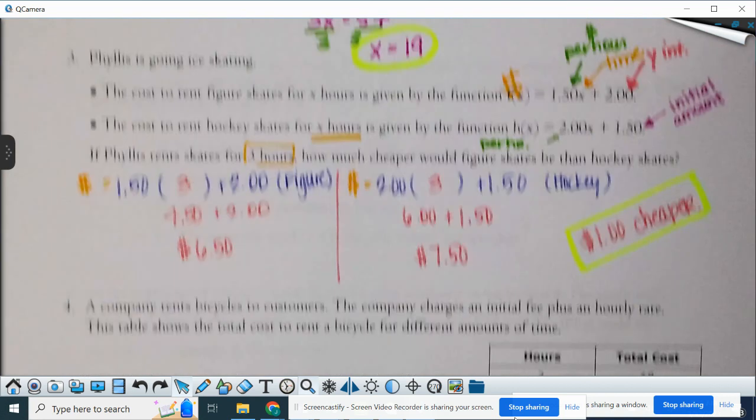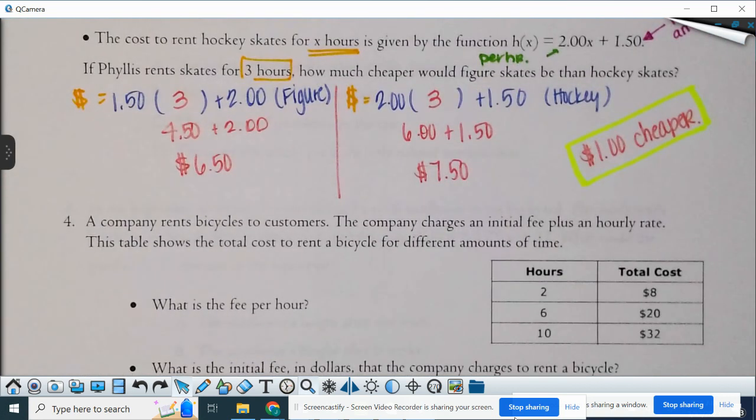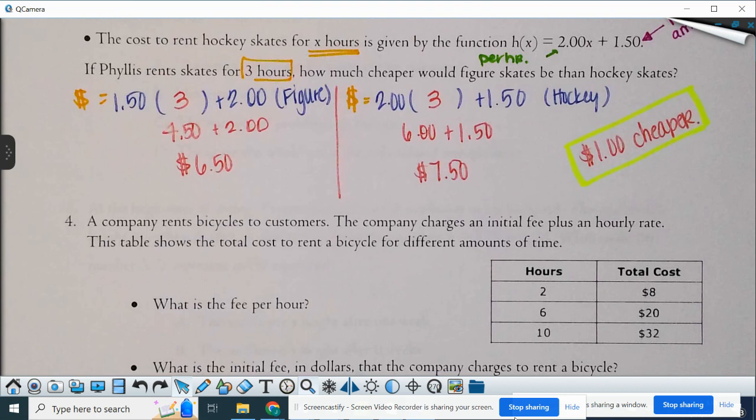Okay, so number 4. A company rents bicycles to customers. The company charges an initial fee. What's another word for initial fee? Like if we're thinking y-intercept, slope-intercept, y equals mx plus b. What's another word for initial fee?